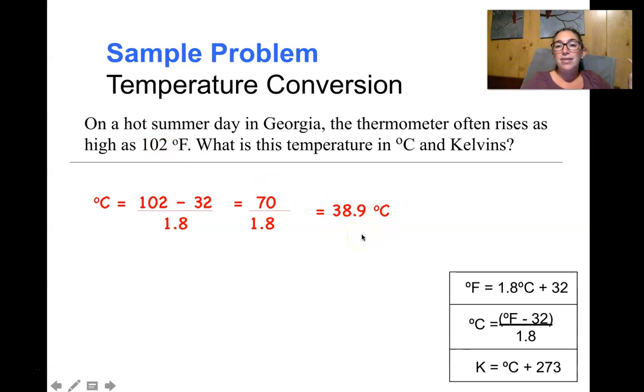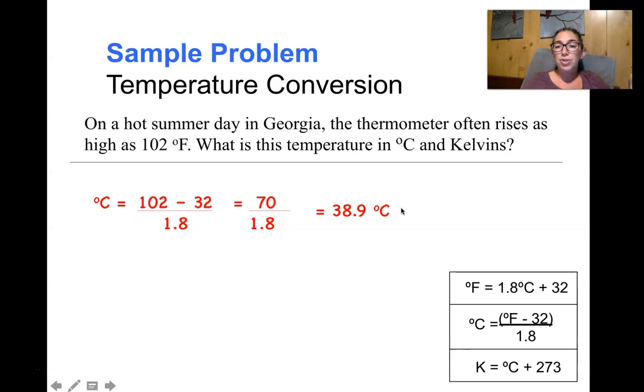So that answer makes sense. If you got an answer that was like 389, that doesn't make sense. So using those reference points to double check that your answer looks correct is a good way to check yourself.